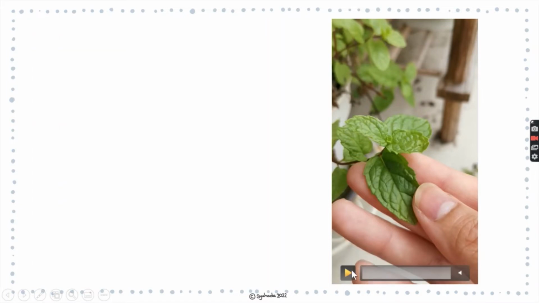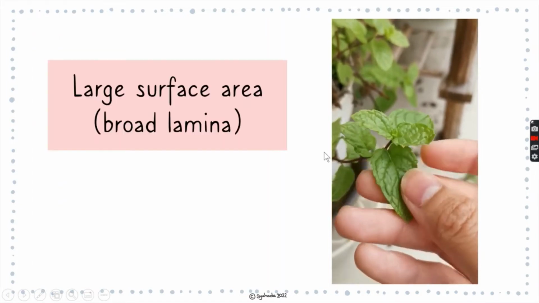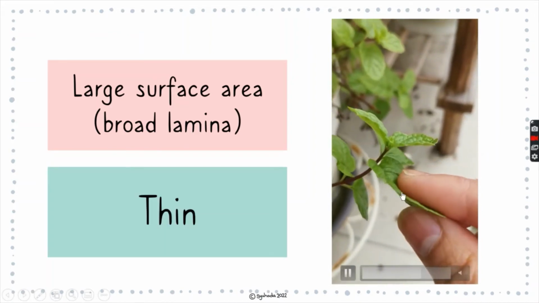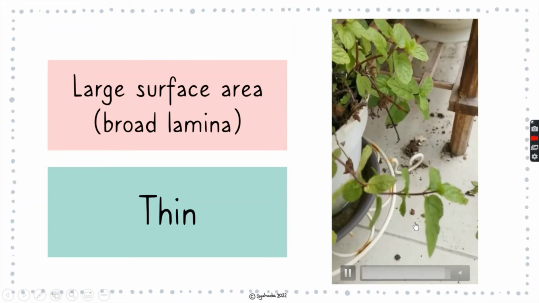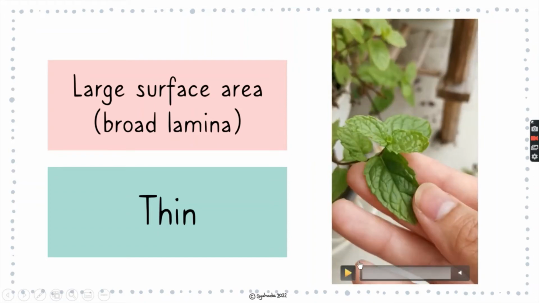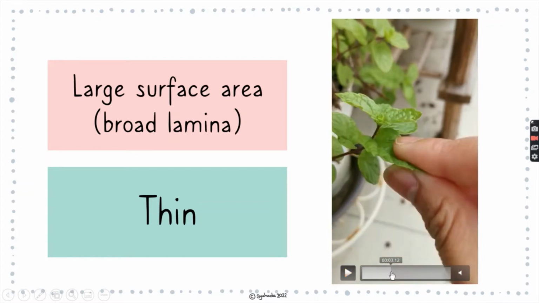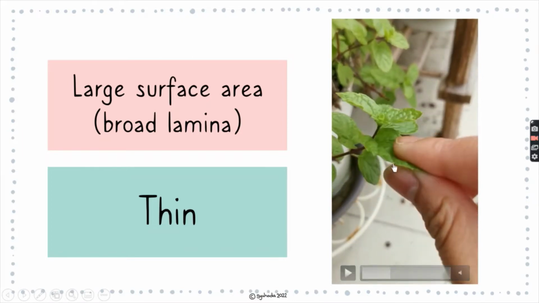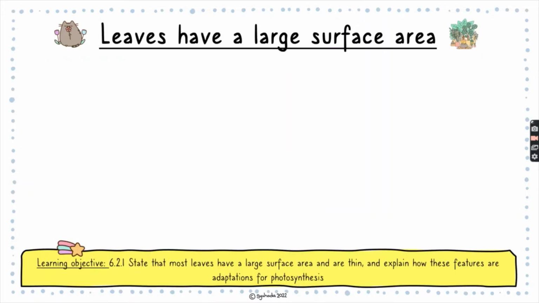So right here I have a video for you, and this is what we mean by large surface area and thin. This is how thin leaves are. They are very, very thin. And if you have a look here, that is the surface area. It is pretty broad. It's not small. So this right here is the lamina of the leaf, or the surface area, and it's pretty large. And the thickness of the leaf is very, very thin. So these are the two basic features of leaves.